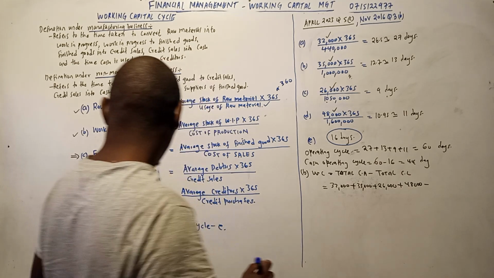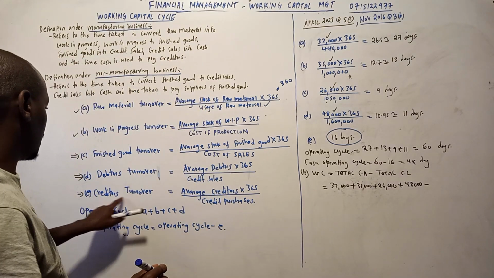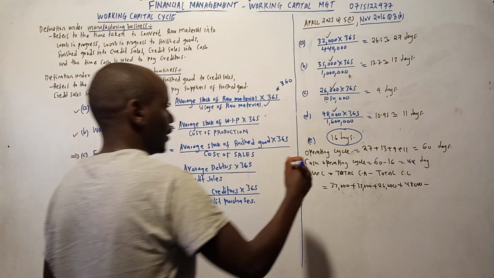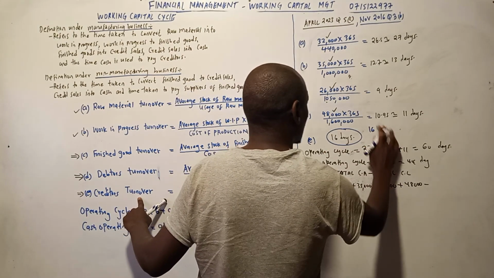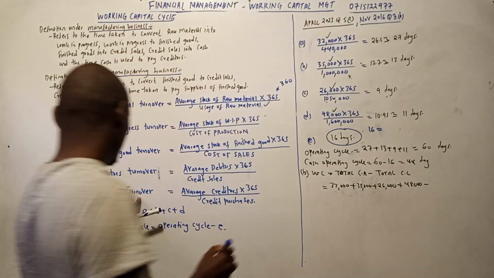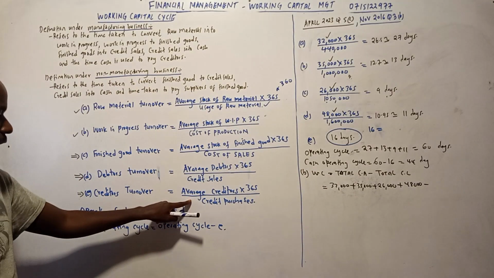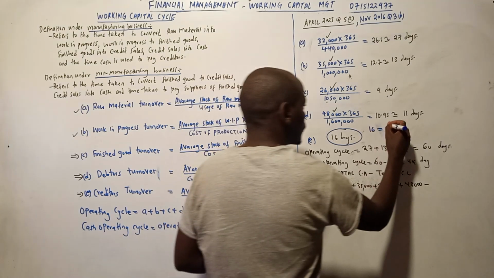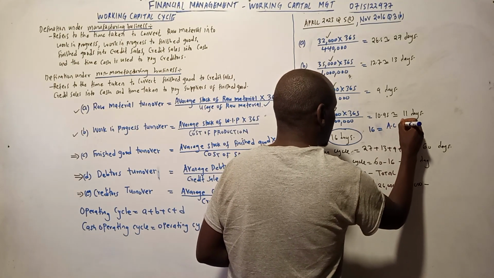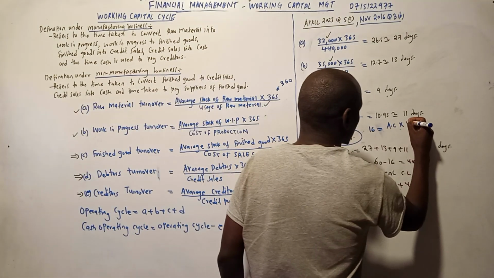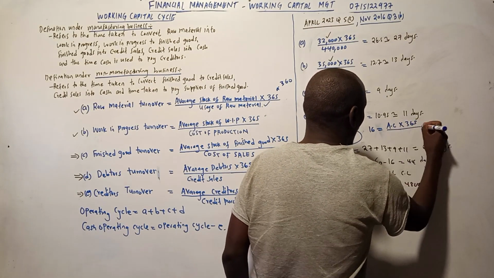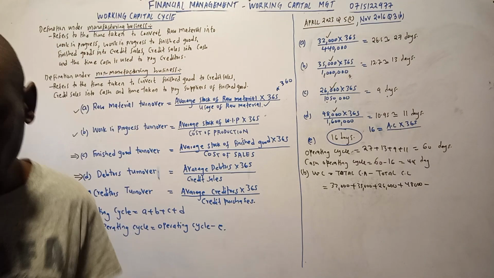So we know that the credit turnover is 16 days, which is equal to the average creditors, which we don't know. Average creditors, so that is what we need, times 365, and we divide it by the credit purchases. Now, do we have purchases?